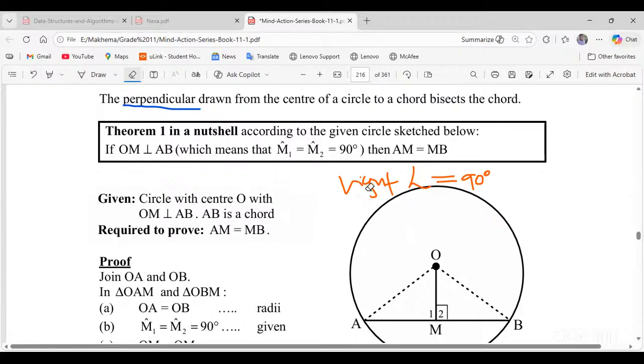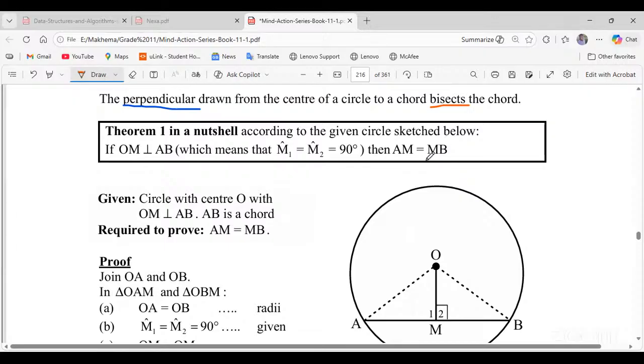Now we go back to that perpendicular. It means that at the intersection of them, it's a right angle, a 90 degrees angle. So this line that is drawn from the center of the circle to that chord is perpendicular to the chord, and it bisects this chord. Now, this is also a mathematical keyword. What does bisect mean?